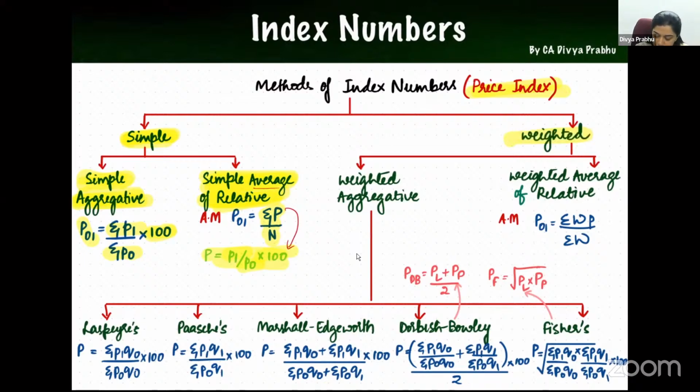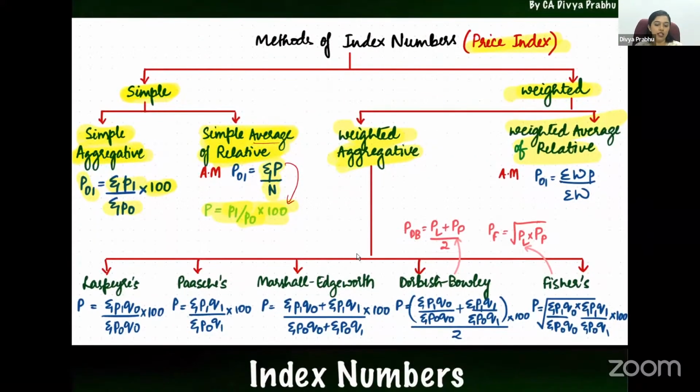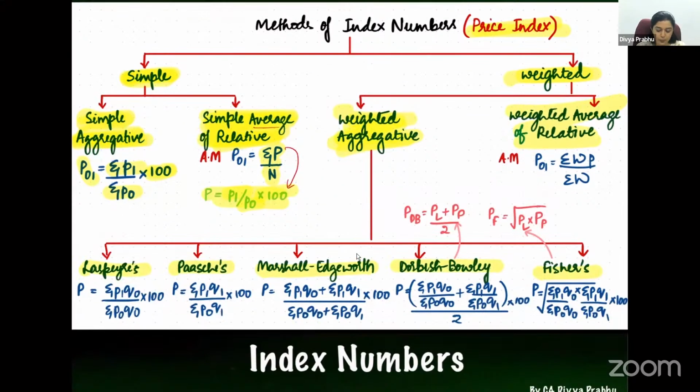Next, in weighted, we have the weighted aggregative method and the weighted average of price relative method. Now, weighted aggregative has 5 different formulas: Laspeyres' formula, Paasche's method, Marshall-Edgeworth, Drobisch-Bowley, and Fisher's. Out of these 5 methods, we first have to understand, for each method, what weights will be used. Theory-based questions can also be asked from this topic.